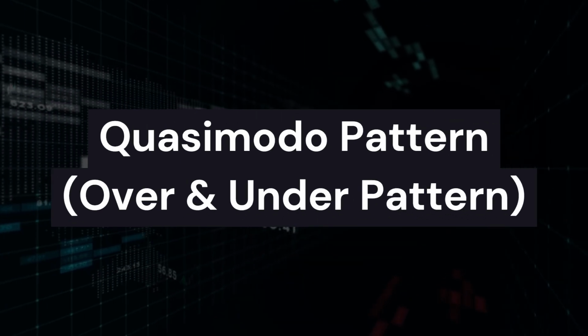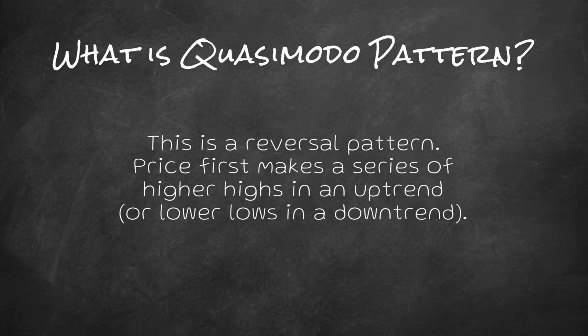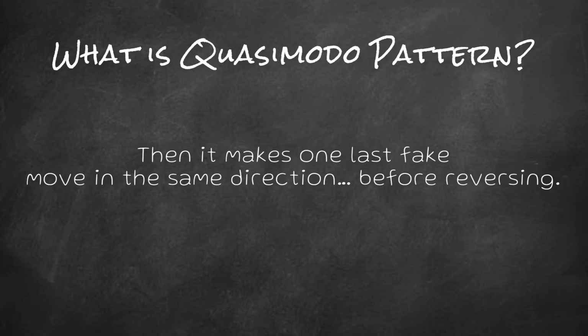Third, Quasimodo pattern. This is a reversal pattern. Price first makes a series of higher highs in an uptrend or lower lows in a downtrend. Then it makes one last fake move in the same direction before reversing.